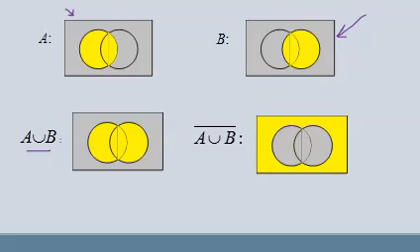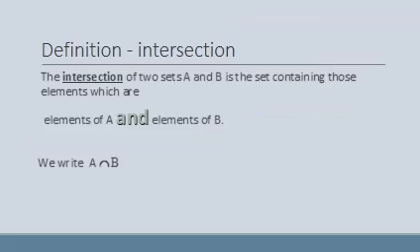So what's the bar of A union B? Is all these elements that are not found in A and not found in B. So the elements are everything around the two sets. Those are some representations that you are going to be familiar with later on.